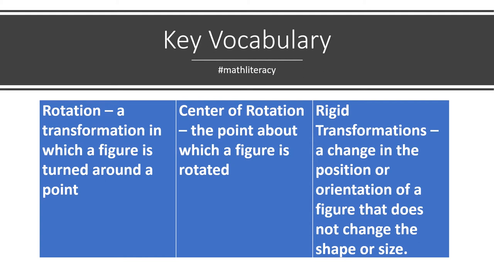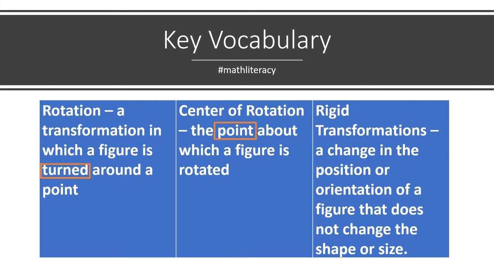So our first word is a rotation. A rotation is a transformation in which a figure is turned around a point. So if you think about last week, we had reflections that were flipped and translations that were slid. A rotation is turned around a point. That point is called the center of rotation. So a reflection had a line of reflection. A rotation is going to have a center of rotation, which is a point about which a figure is rotated.